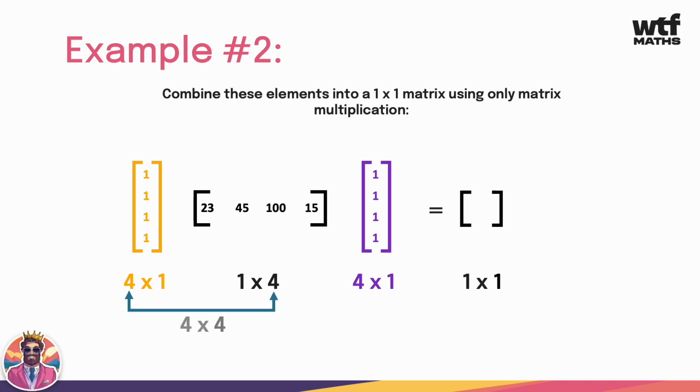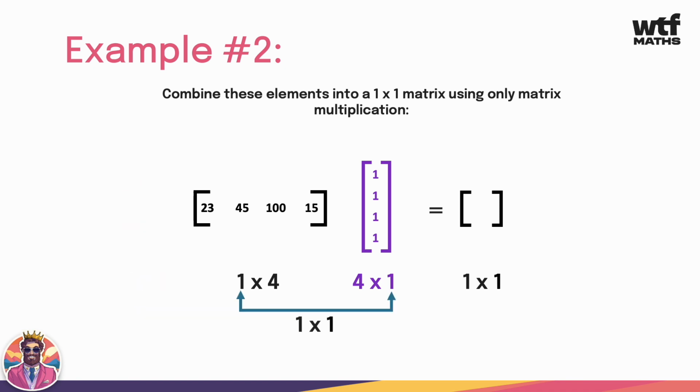Well, if we compare the outside values here, this will result in a 4 by 4, which does not match what we want in the end. So we don't want to use it at the front. But if we look at the values here, 1 by 1, this matches what we want in the end. So this is definitely the order we want to multiply things.